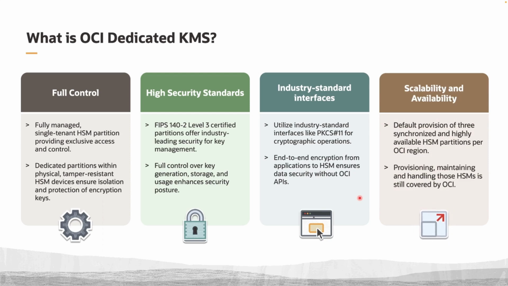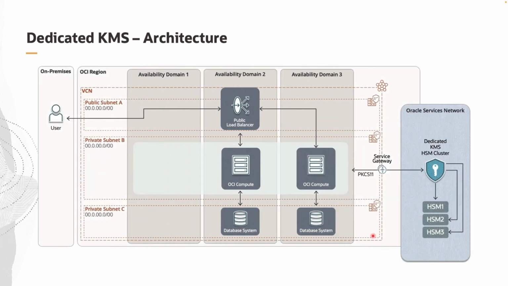As mentioned earlier, by default you get 3 HSM partitions per OCI region. And even if you have ownership of HSM partitions, OCI will continue to cover their provisioning, maintenance and management. Next, as you can see in this architecture diagram, you can create an HSM cluster, get 3 HSM partitions and then set up root certificates to have ownership of those partitions.